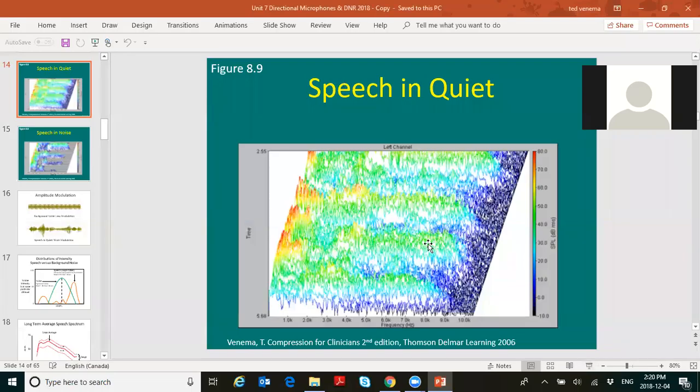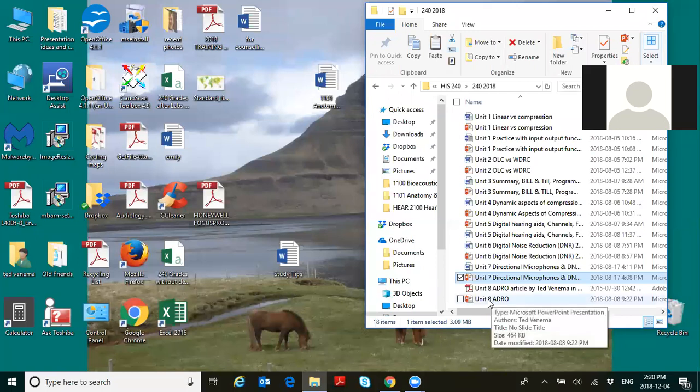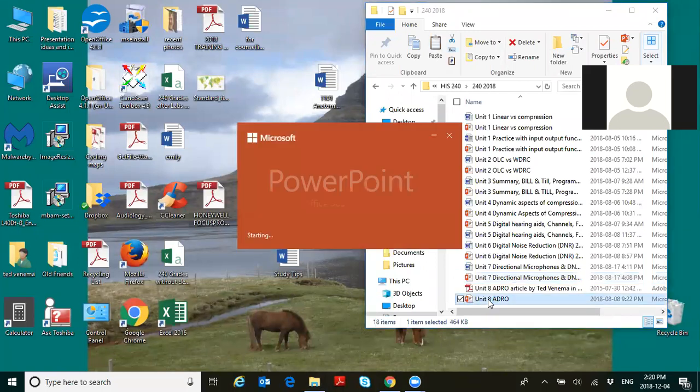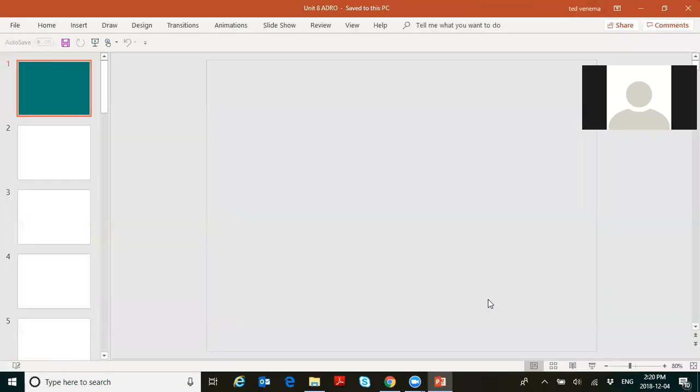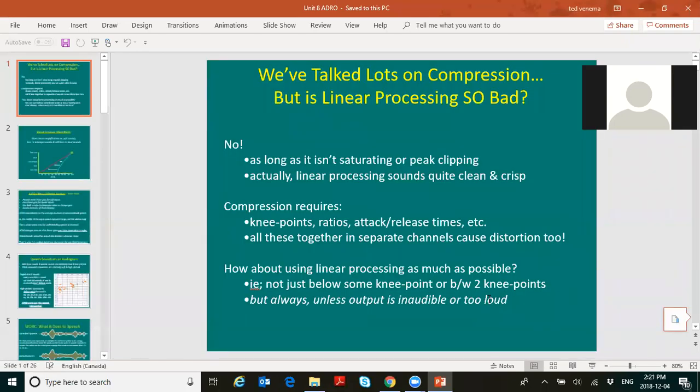So now, I will share screen and finish the last unit here, and that was on ADRO. Okay, so let's shut this one down, and let's go to ADRO. Adaptive Dynamic Range Optimization. Now, this is a matter of giving linear gain once again. And the focus here, we just covered this one a couple of weeks ago in this very class. It's our last unit. And it was invented in Australia.